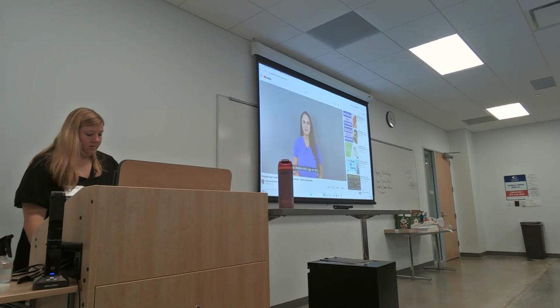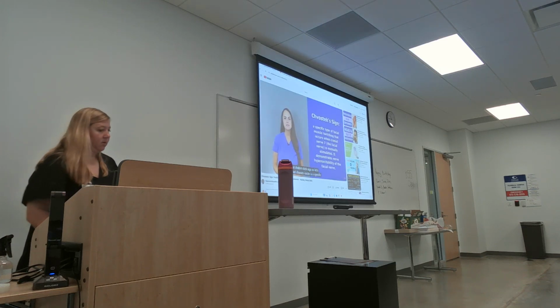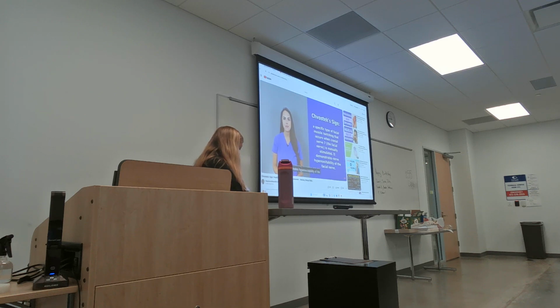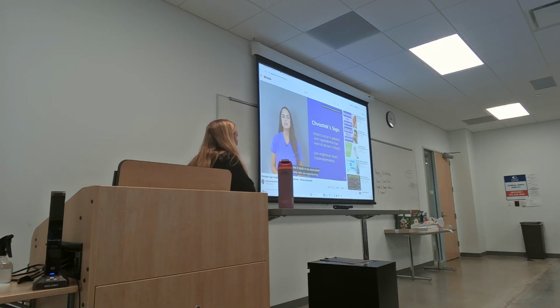Chvostek's sign is a specific type of facial muscle twitching that occurs when the facial nerve is manually stimulated, and this demonstrates hyperexcitability of the facial nerve. It tends to be associated with patients who are experiencing hypocalcemia, so a low level of calcium in the blood, because many times these patients are experiencing irritability of their nerves and muscles. It can also be seen in patients who have a low magnesium level.